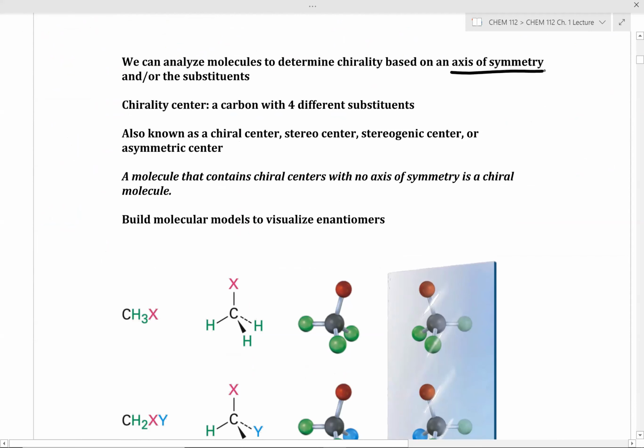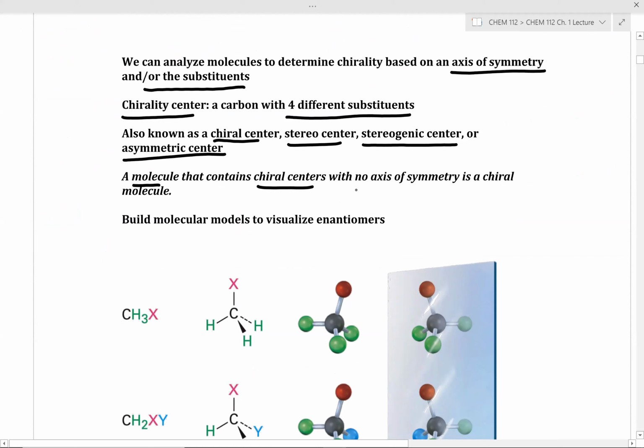Let's now continue on and talk a little bit about how we can analyze molecules to determine chirality based on this idea of an axis of symmetry or looking at the substituents attached to each carbon. So a chirality center is a carbon with 4 different substituents. A chirality center is also known as a chiral center, stereocenter, stereogenic center, or asymmetric center. So a more straightforward definition is that a molecule that contains chiral centers with no axis of symmetry is considered a chiral molecule.